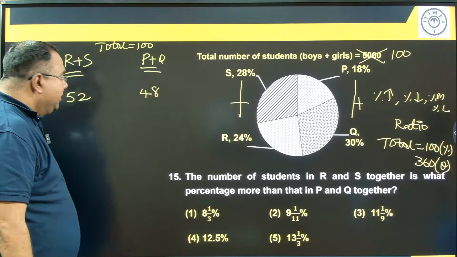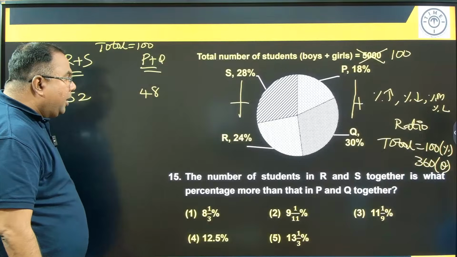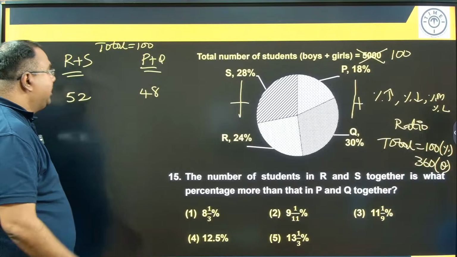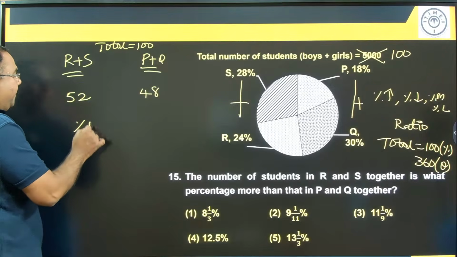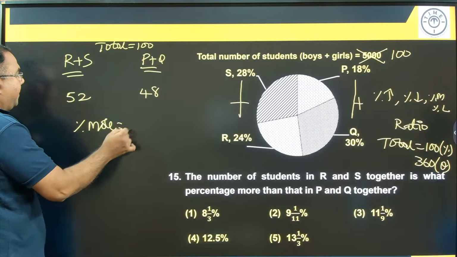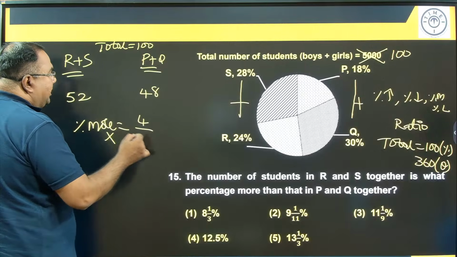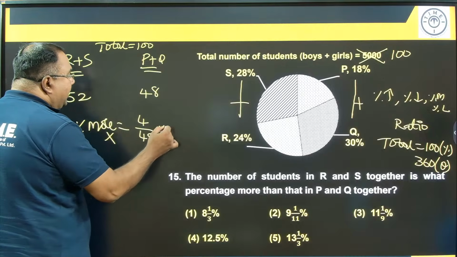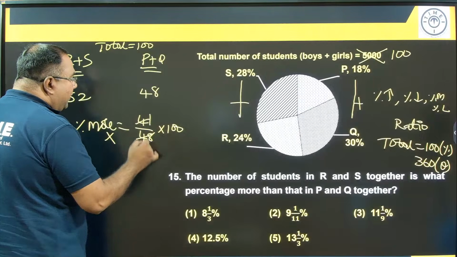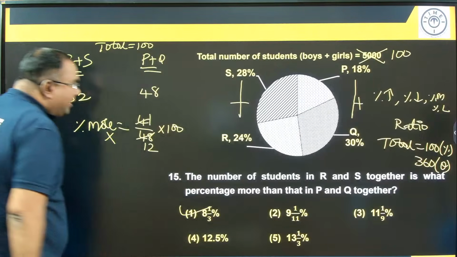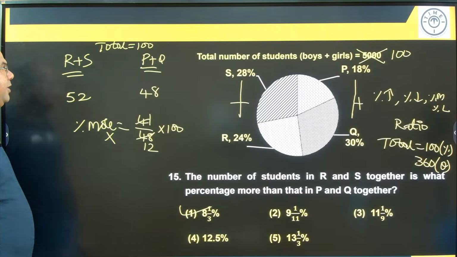Okay, then what is given? R and S together is what percentage more than P and Q? Percentage more. Difference 4. Opposite of more is lesser value, 48, into 100. 4 upon 48 is 1 upon 12. 1 upon 12 is 8 1 by 3 percentage.